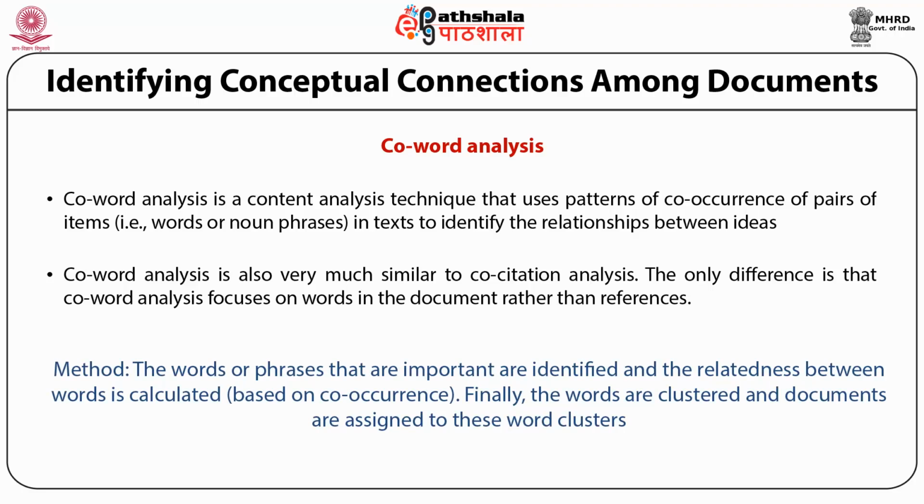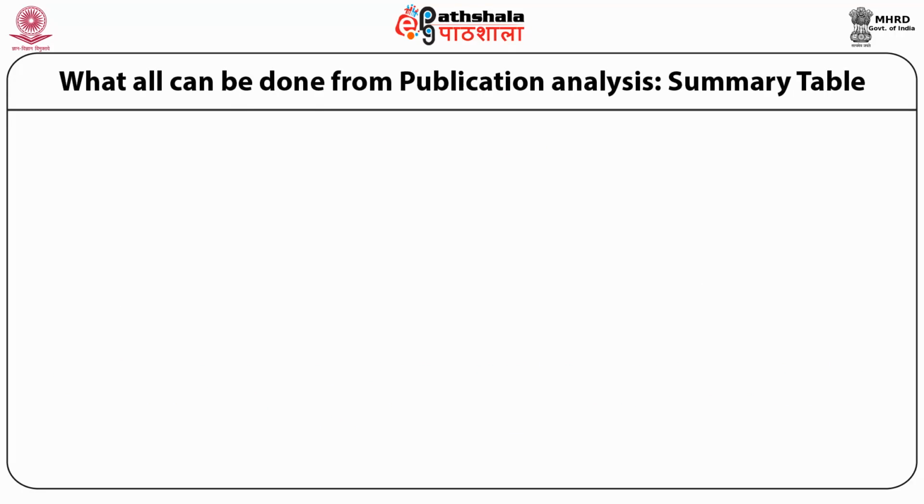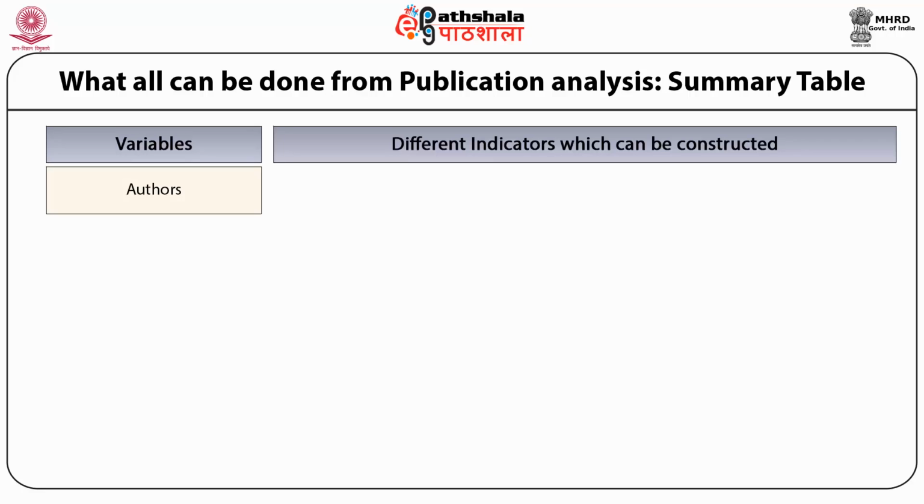In this method, the words or phrases that are important are identified and the relatedness between words is calculated based on co-occurrences. Finally, the words are clustered and documents are assigned to these word clusters. Here we are giving a summary table of what all can be done from publication analysis. Authors: different indicators can be constructed using that.